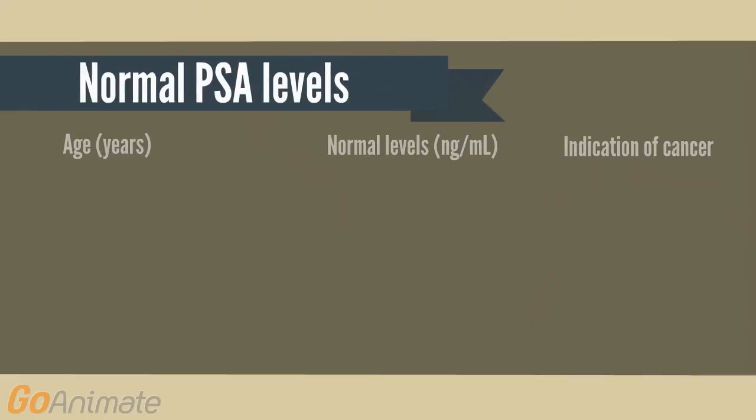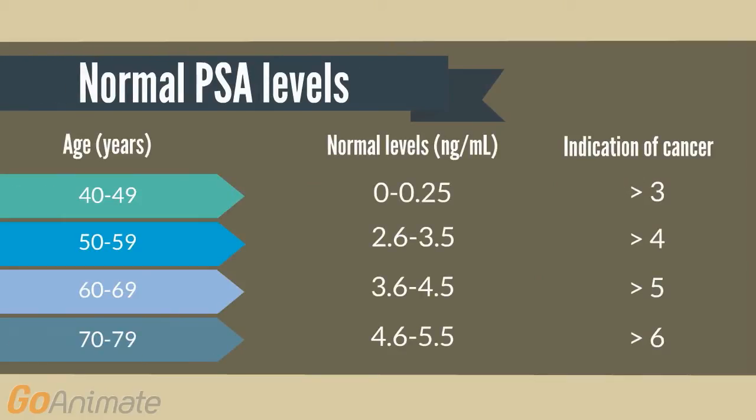Studies have shown that expected normal value for PSA increases with age. This table illustrates the normal ranges of PSA by age. However, it is important to note that PSA levels differ slightly with factors such as race. A PSA test is the first step in diagnosing prostate cancer as it indicates the need for further examination.